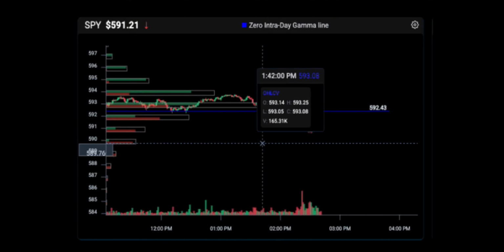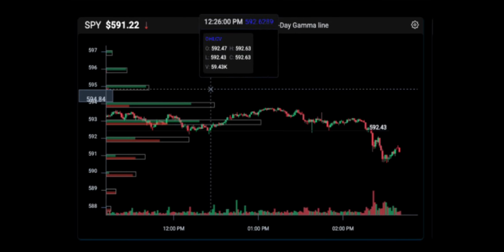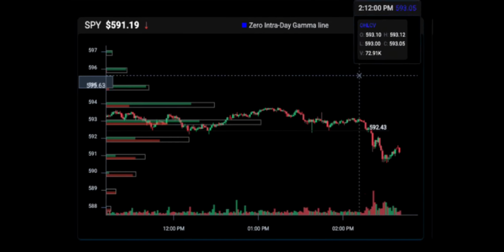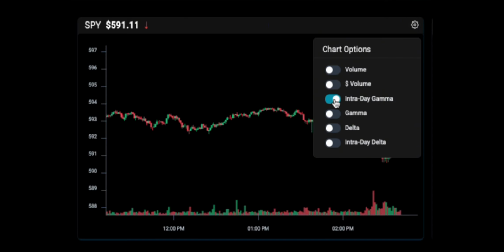Now, Intraday Gamma is like a real-time version of the Gamma chart. It updates based on trades happening right now, not just positions held overnight. And again, it's all clustered right here in that same tight zone.